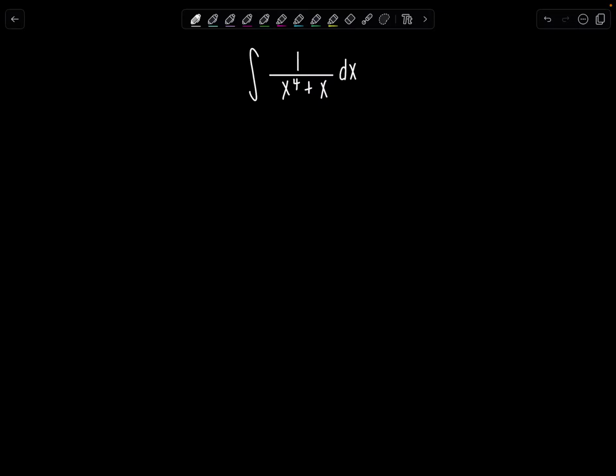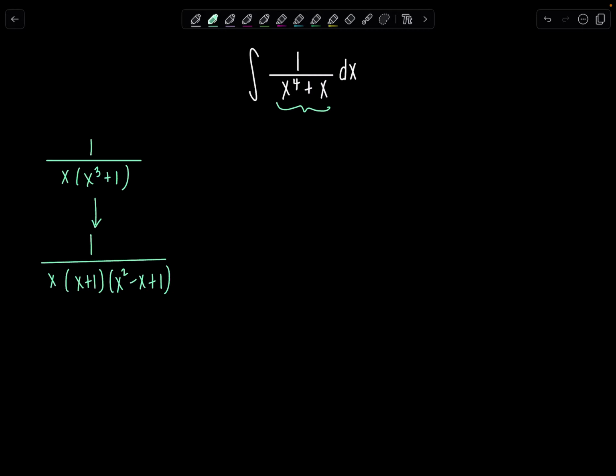So first things first, to find the partial fraction decomposition, we need to factor that denominator completely. So 1 over x to the fourth plus x. I can take an x out, and then I have x cubed plus 1 left. But ooh, x cubed plus 1, that's a sum of cubes. That factors more. So all the way factored, you should have 1 over x, and then x cubed plus 1 factors into x plus 1, x squared minus x plus 1.